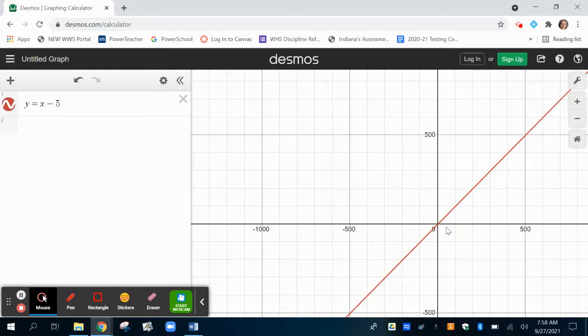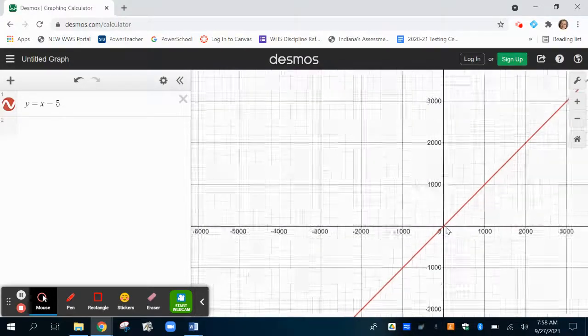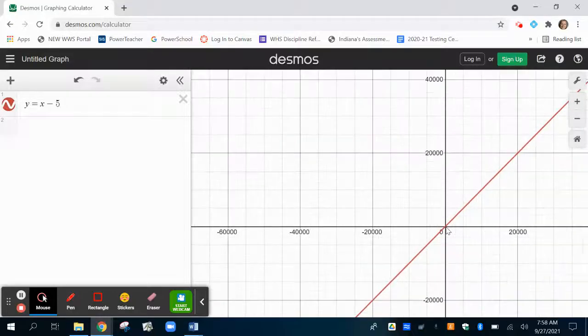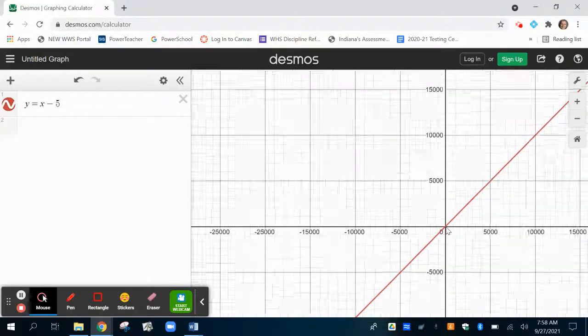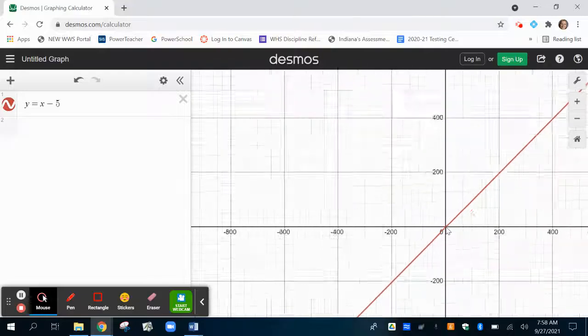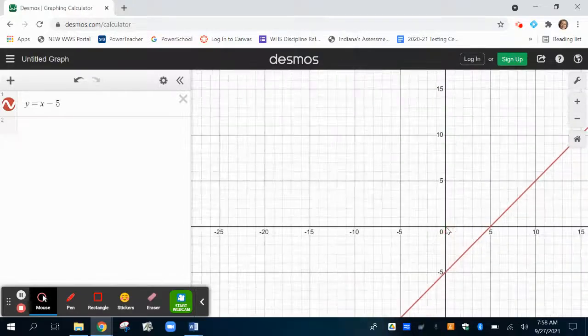If we want to zoom out, you'll also notice I can just keep zooming, and nothing is changing about this. It goes on forever that way as well, up and down, right and left. So our range on this one is also all real numbers. As we start to look at some of these different graphs, we'll notice different situations.